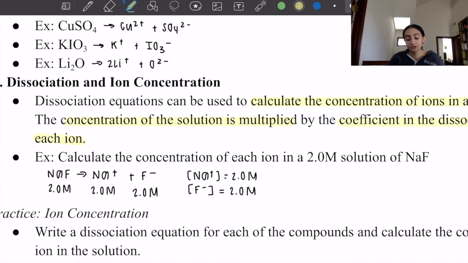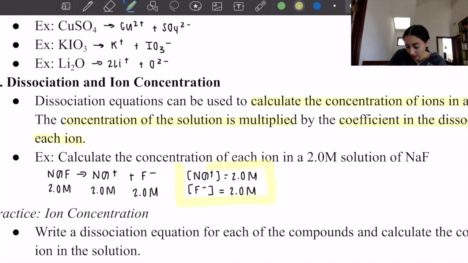We're just multiplying 2.0 molarity by 1. And that means that the concentration of sodium and fluorine will be 2.0 molarity. And it won't always work out so cleanly, because if you have a coefficient in front of an ion in your dissociation equation, then you will need to multiply the concentration of the solution by that coefficient in order to get the concentration of that ion.